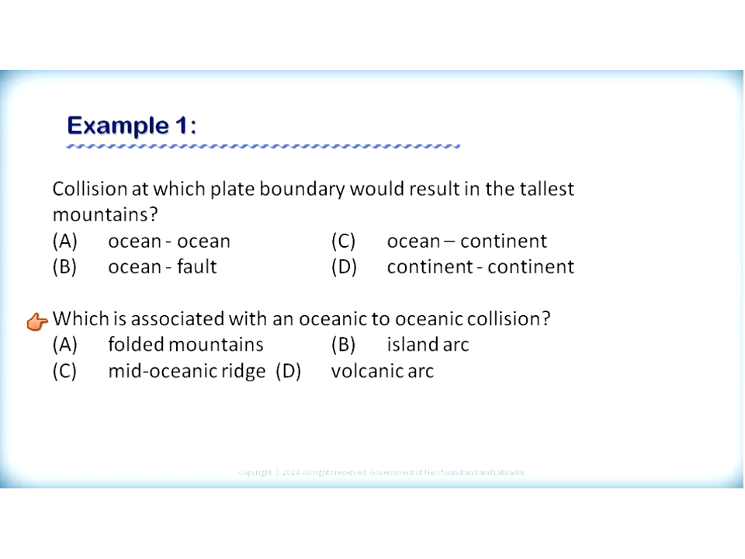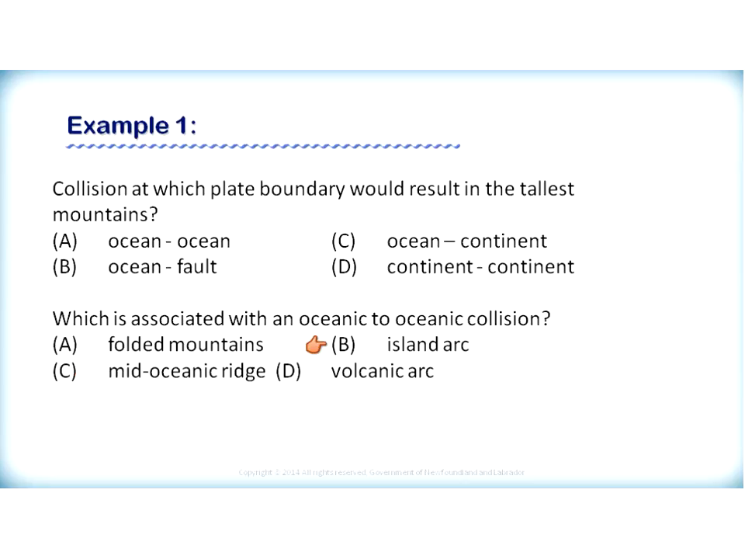Second question reads, which is associated with an ocean-to-ocean collision boundary? As previously mentioned in the question above, folded mountains generally form along continent-continent collisions, but also can form along ocean-continent collisions. Mid-oceanic ridges is a feature formed at divergent boundaries.